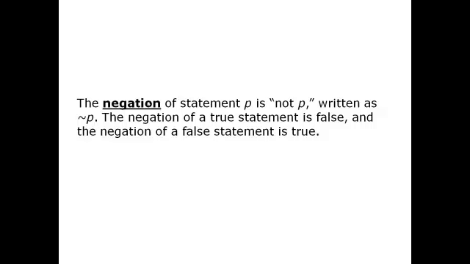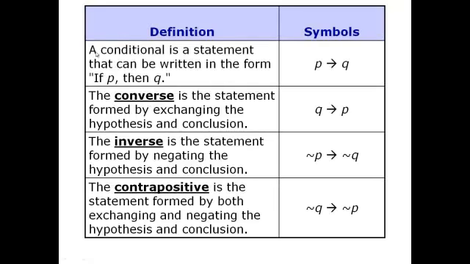Okay? Now, we've talked about a conditional statement. In a conditional statement, it can be written if P, then Q. This right here, correct? Now we're going to talk about three other statements that are connected to conditional statements. One is called the converse. Now the converse, basically, we switch the P and Q. We switch the hypothesis and the conclusion. That's what a converse is. Okay? We say a converse is if Q, then P.